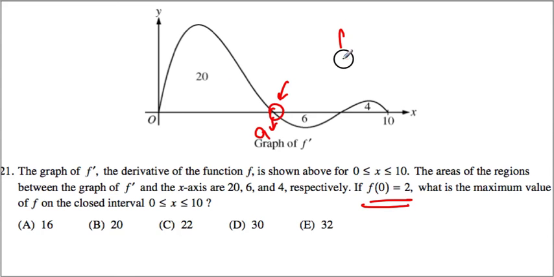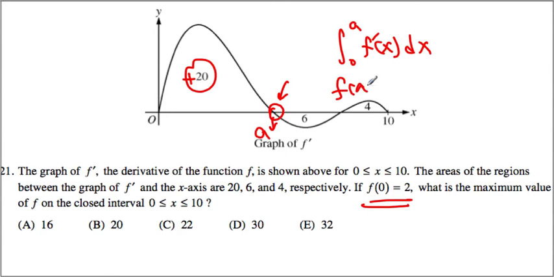So the integral from 0 through a of the function f prime of x represents the change of the f value from 0 through a. Since we started with 2, adding positive 20, our answer here, f of a, should be equal to 22. That's our answer here, choice C.